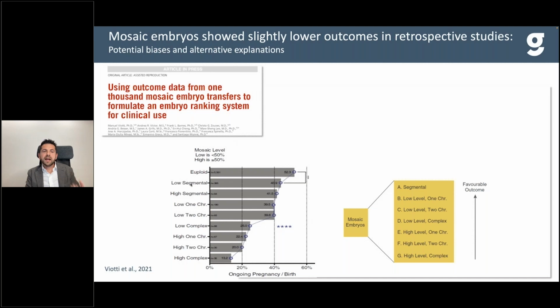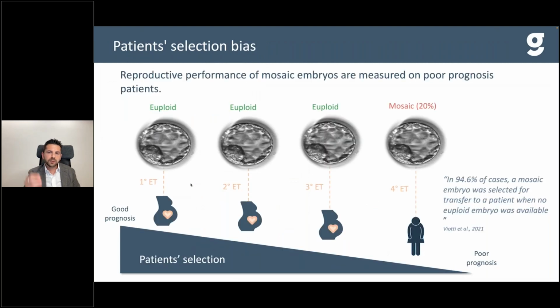while the high mosaics behave significantly different. They show a significant reduction of reproductive potential, although no mosaic pregnancy or no aneuploid pregnancies has been reported in this retrospective analysis. But what is the most important bias when looking at mosaic embryo transfer in retrospective studies? The most important bias is the patient selection.